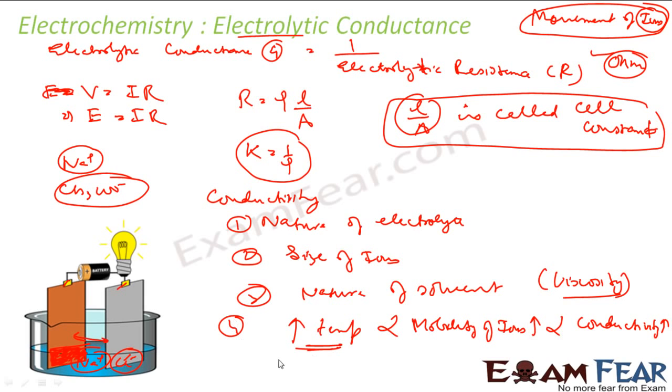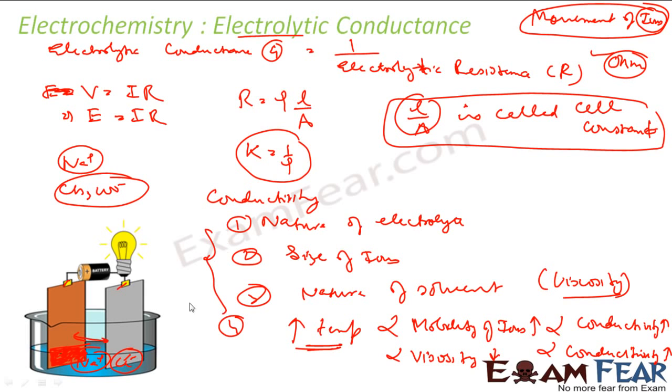That is one part. Second part, if you increase the temperature, the viscosity of solution decreases. Since the viscosity of solution decreases, the ions can move around easily, and thus conductivity also increases. Correct? So it depends on nature of electrolyte, size of ions, nature of solvent, all. And for the temperature, there's a different ball game here.